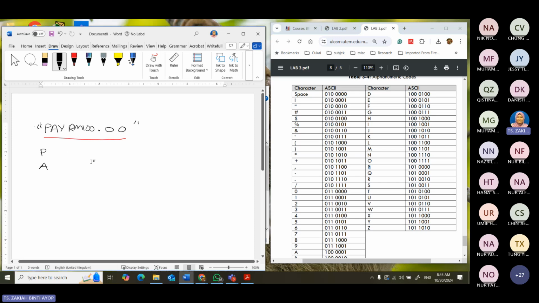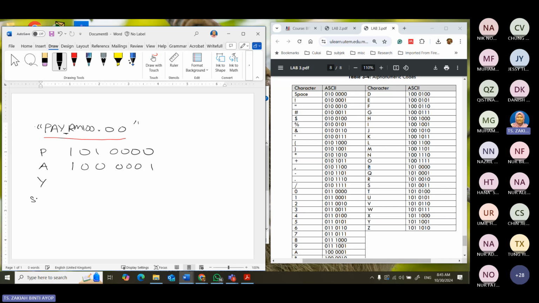The ASCII code for P is 1010000, and then A is 1000001, and then Y, and then there's a space here. There's a space from the keyboard, right? So you write space. So what is a space? 010 010, and then 0000.